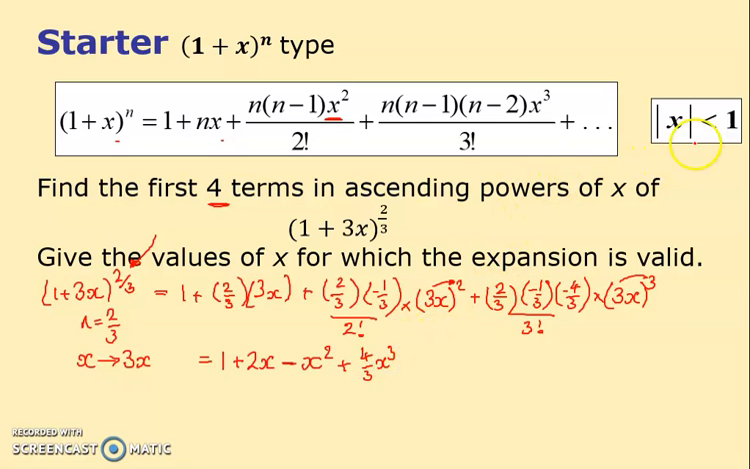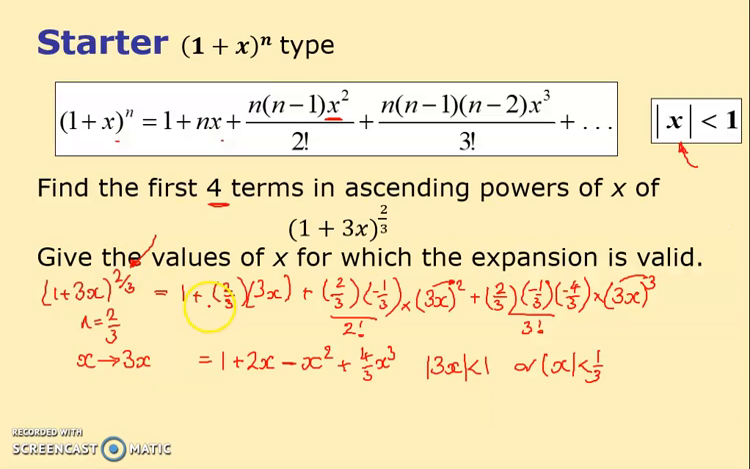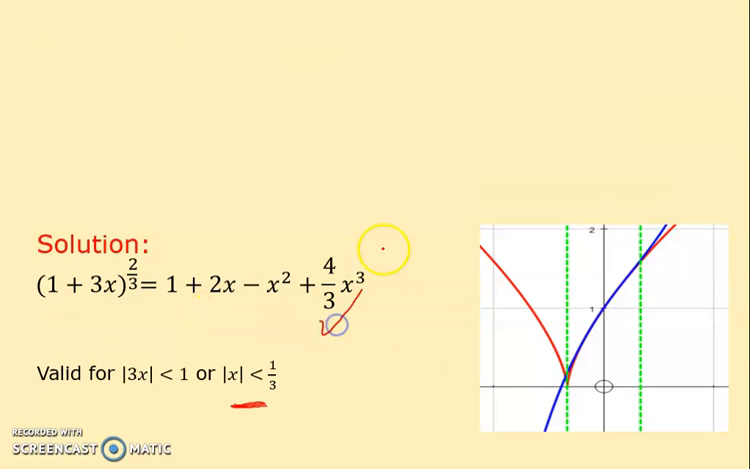I always get asked about validity. Validity is mod x is less than 1. My x is really 3x. All right, mod 3x is less than 1. Or mod x, and I move the 3 over, is less than 1/3. So mod x is less than 1/3. Is that what I got? Yes, it is. So that works as well.